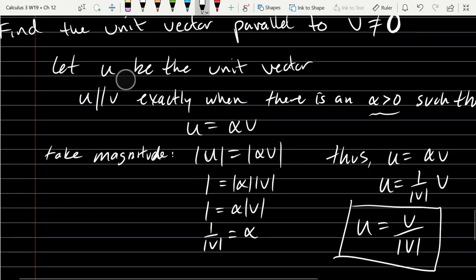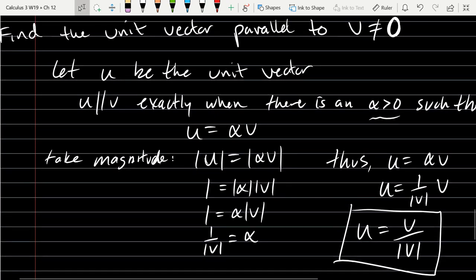Now at the top, I wrote vector v better not be the zero vector. What problem would I run into with this last formula if vector v was a zero vector? Undefined. We get divide by zero, undefined, because the magnitude would be zero of that zero vector. So it doesn't make sense to have a direction if you have a zero vector.